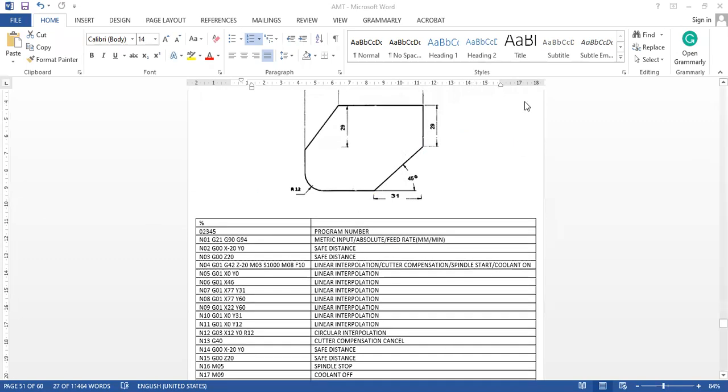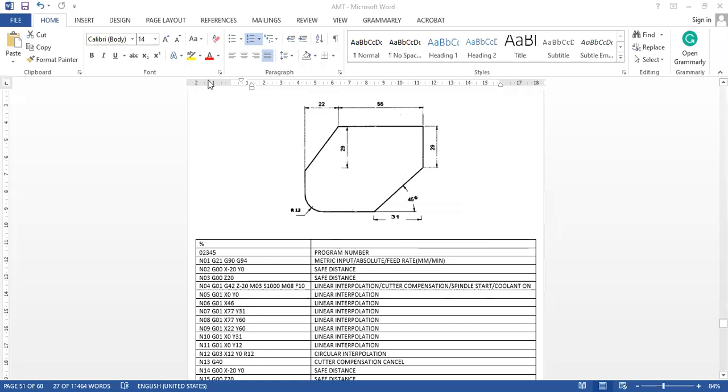Then from this point to this point, the x value is 77, and the y value is 29 plus 31. So 29 plus 31, that is 60. So the y value is 60. Then next point, this point.